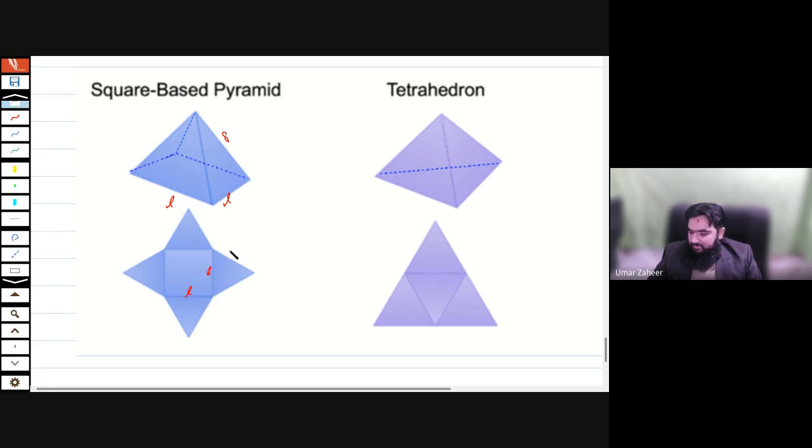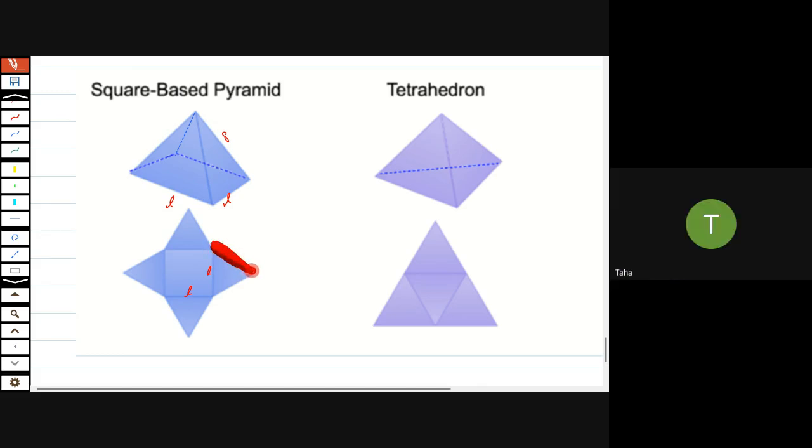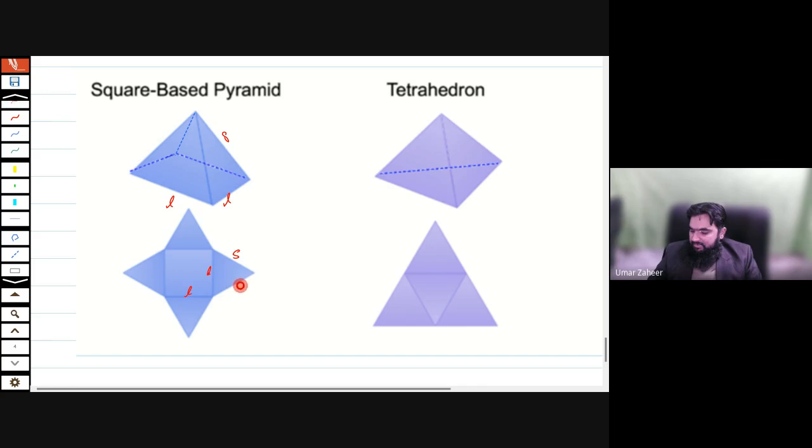Yes, Taha, tell me what is this length? Sir, that one will be S. It will be S as well. And the important thing in all of them is that all the triangles are going to be exactly the same. It is S, it is S, it is S, it is S. So all of these are going to be exactly the same.